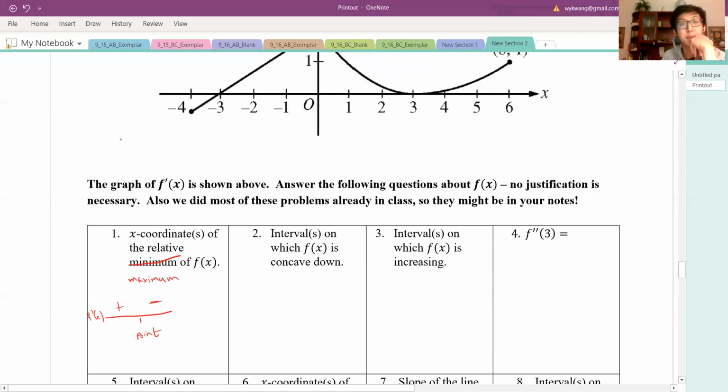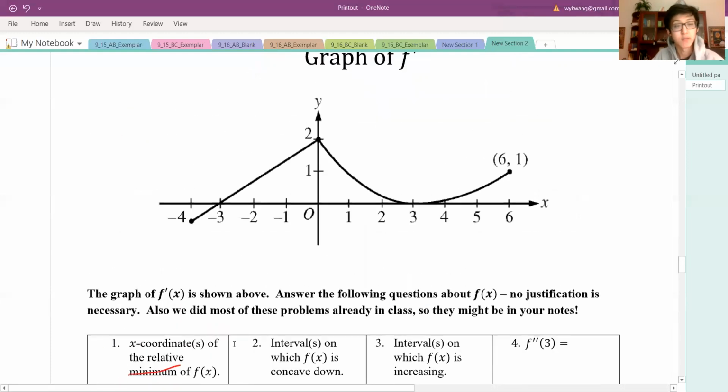The idea is the opposite with the minimum. It would go from negative to positive. That creates a minimum. But in this case, I changed the question to maximum. And where does this function go from a positive slope to a negative slope? Well, this is positive. Now this is negative. Well, that's our answer.